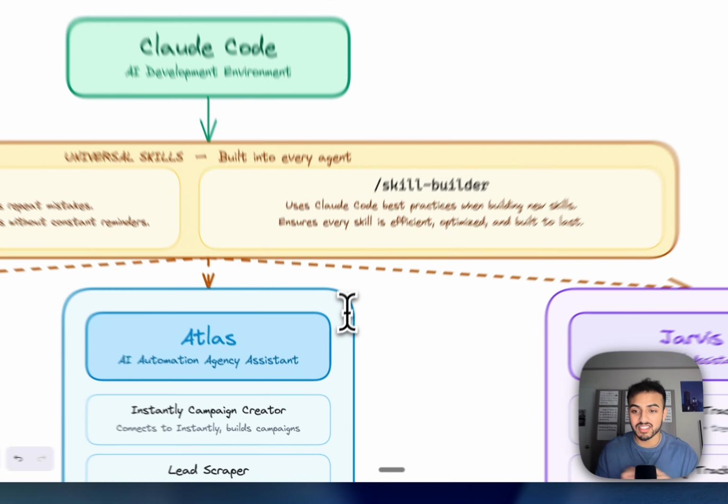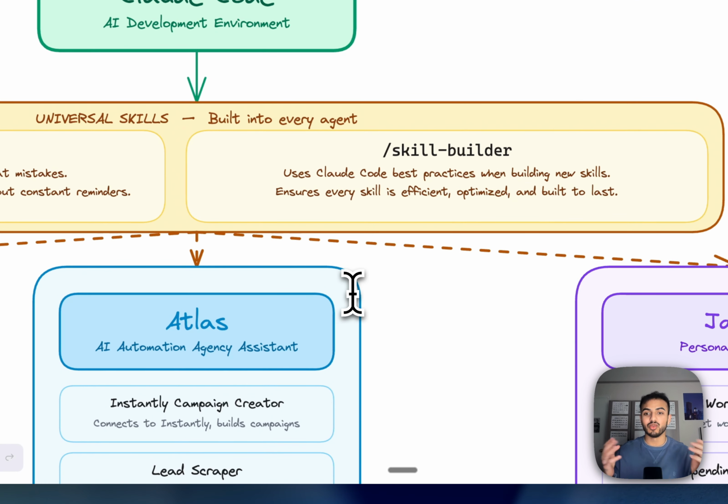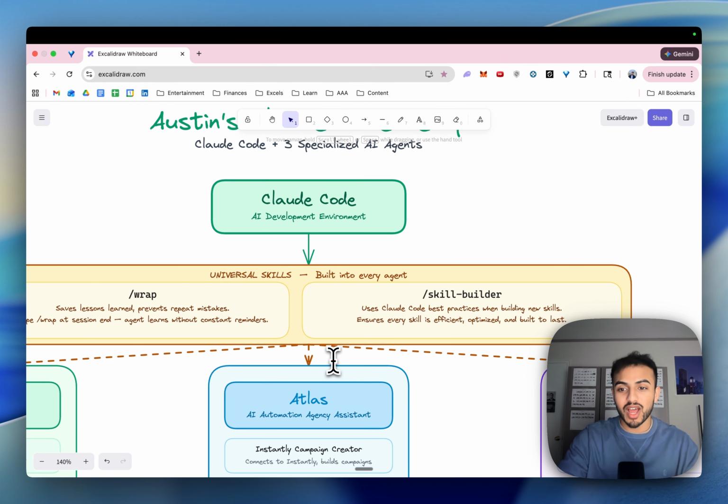The second skill that I would recommend is a skill builder. This skill is utilized every single time you build out a future skill. It just uses Claude Code's best practices when building out new skills and ensures every skill is efficient, optimized, and built to last.